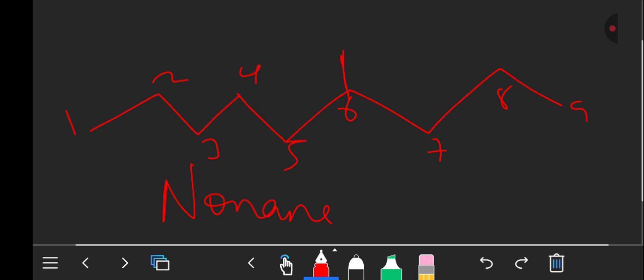But what you need to do here, you can number it backward again. So 1, 2, 3, 4, 5, 6, 7, 8, 9. When you number it from right to left, you discover that this methyl group is actually at carbon number 4. So what you need to consider now is the numbering which gives the substituent the lowest number.